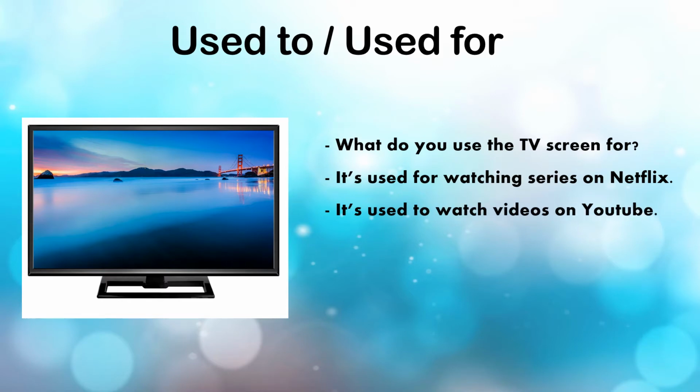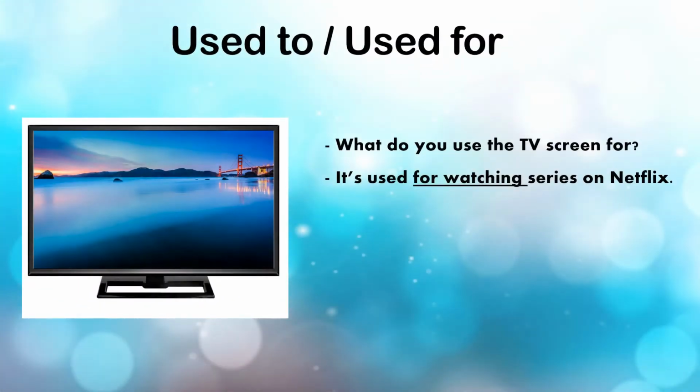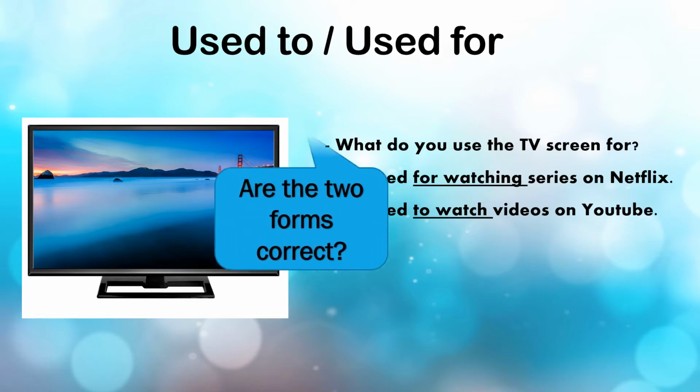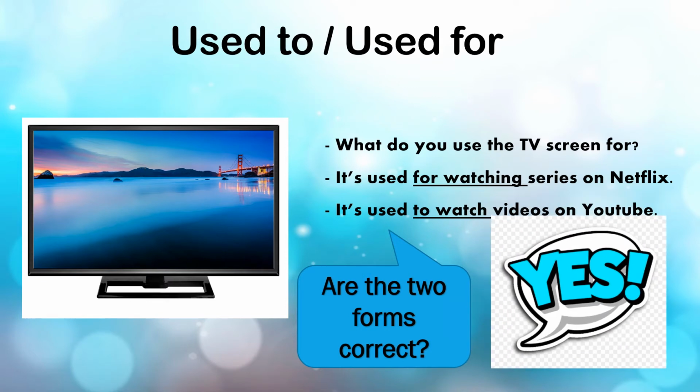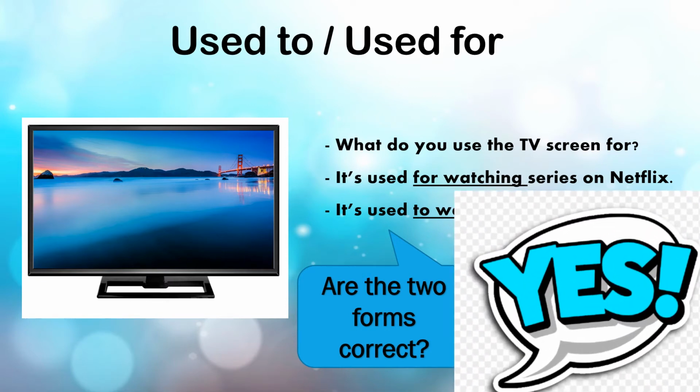We have there, it's used for watching and it's used to watch. So on the first answer, we're using for and watching with ing. And on the second answer, we're using to and watch in a simple form. So on the first, we have for watching, and on the second, to watch. Question: are the two forms correct? Well, let me tell you that yes, we can use the two forms to tell the function of something.